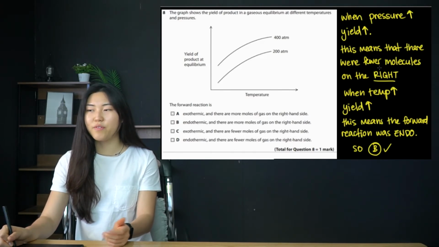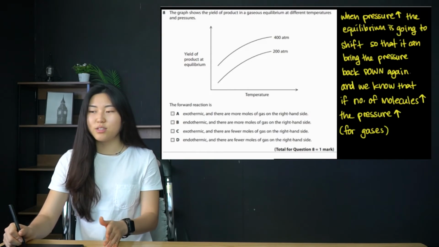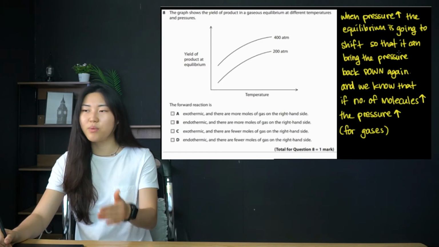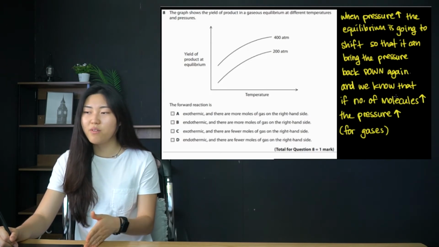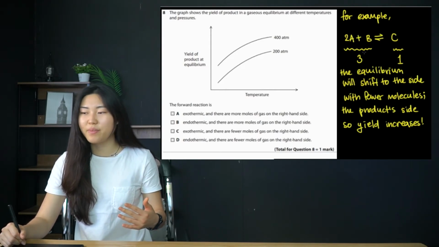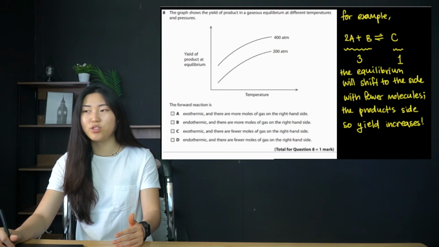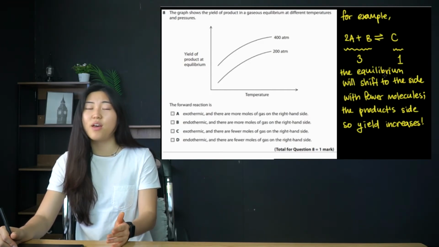So this means that there were fewer molecules on the right, and also with the temperature changes, it means that the forward reaction was endothermic. So let's see the reason behind that. When the pressure increases, the equilibrium is going to shift so that it can bring the pressure back down to its normal state. And we know that if the number of molecules increases, the pressure is going to increase for gases. So we want to do the opposite of that, right? If we have more molecules on the left side than on the right side, to decrease the pressure, we're going to shift to the right, increasing the yield. So therefore, we have to have fewer molecules on the right.